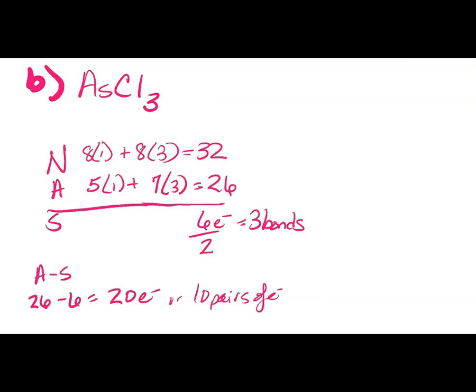What's going to be our central atom? Well, chlorine can't be it, right? Because chlorine's got a complete octet, so you can't put chlorine in the middle.